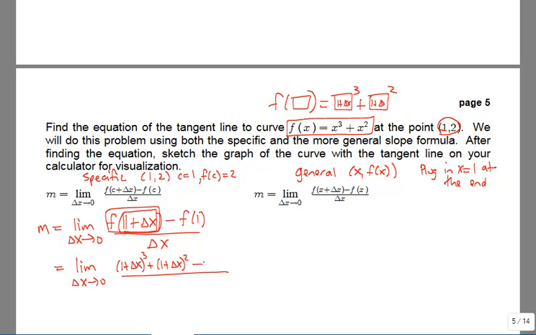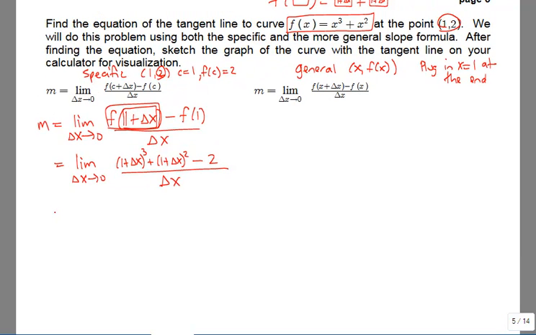We want to subtract from that f of 1. So now we're going to plug in 1 into these boxes. 1 cubed plus 1 squared is just 2. And we already knew that because we knew that the point went through (1, 2). So now we've plugged in our function and our input values, and the rest of this is just going to be some algebra.